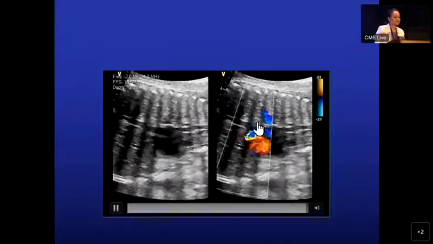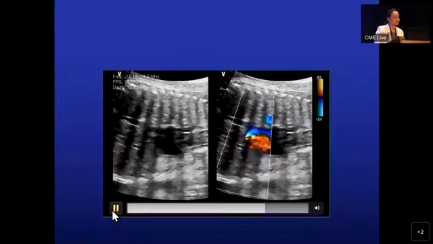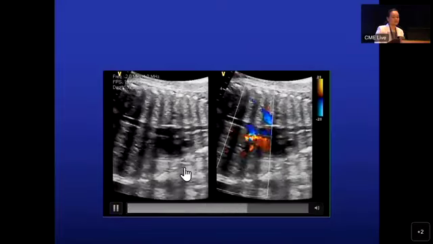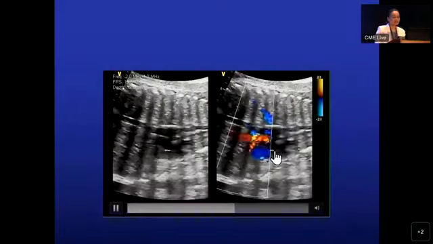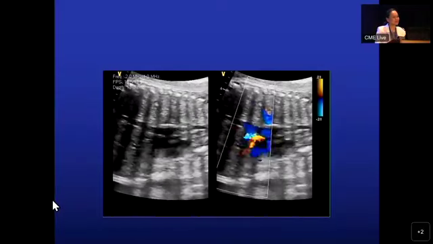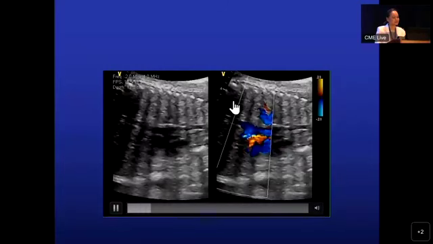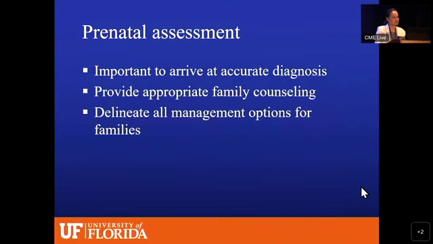What do you think this is? And what am I showing? There's turbulence of flow in the IVC. Infradiaphragmatic total anomalous pulmonary venous return and right atrial isomerism. Again, until proven otherwise. That's a high index of suspicion. So it's really important to arrive at an accurate diagnosis even in fetal life.